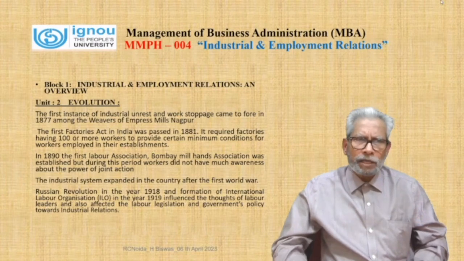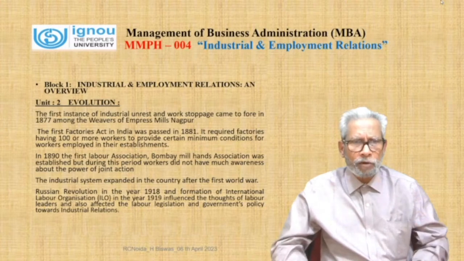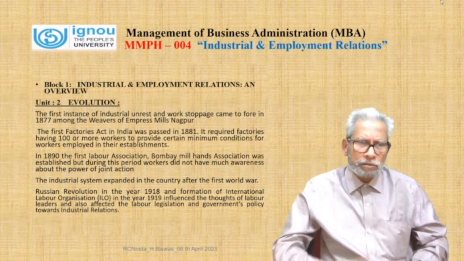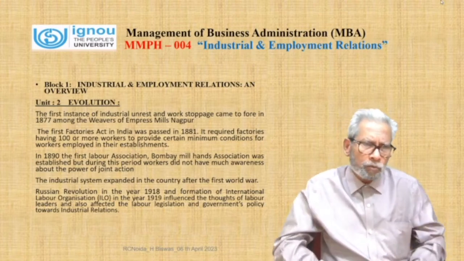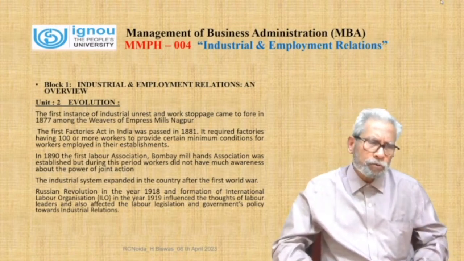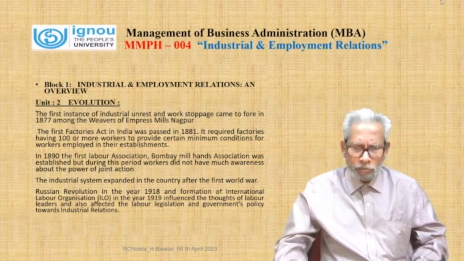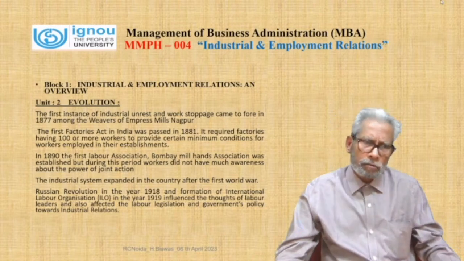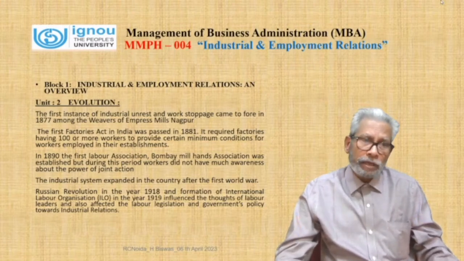However, they formulated some norms. The act required a minimum of 100 workers in the factory, and they could form some associations. In 1890, a labor association was formed, the Bombay Mill Hands Association. This is all history basically, and there is nothing more to elaborate. You should remember which year it was established and which company was there at that time, and note it down for keeping in memory and from the exam point of view. So we have to remember when each was established.